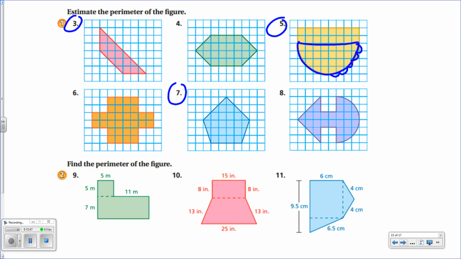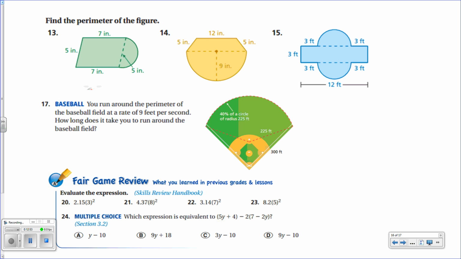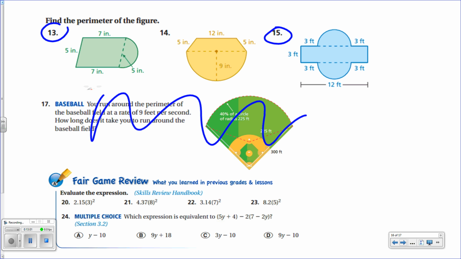Number 9 and 11, you're just adding up the distance around it, so figure out the length of each side and add them up. Number 13 and 15, you've got some half circles in there you're dealing with. Number 17, we're not going to do, so go ahead and just cross that one off. And then you do need to do 20 through 24. These ones are order of operation. Please excuse my dear Aunt Sally. So that should help you work through those. When you're done, you can check your work.